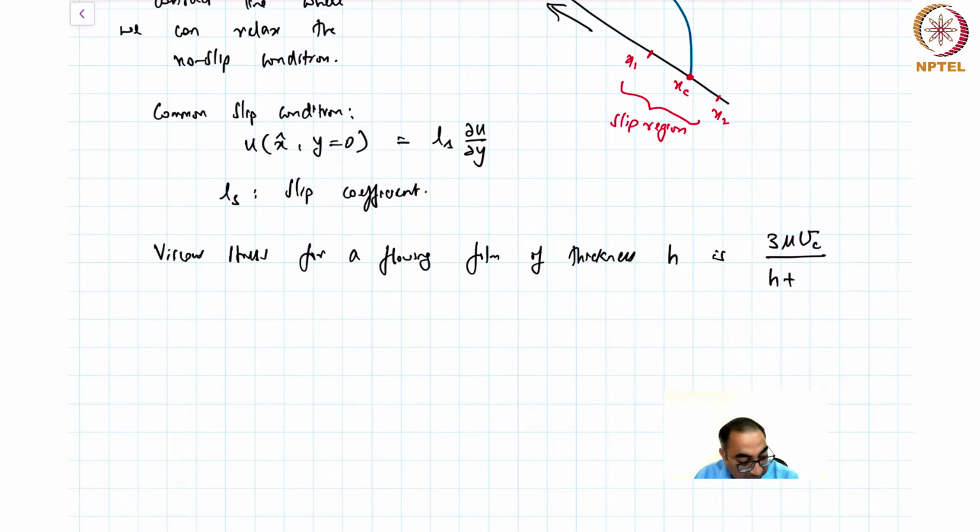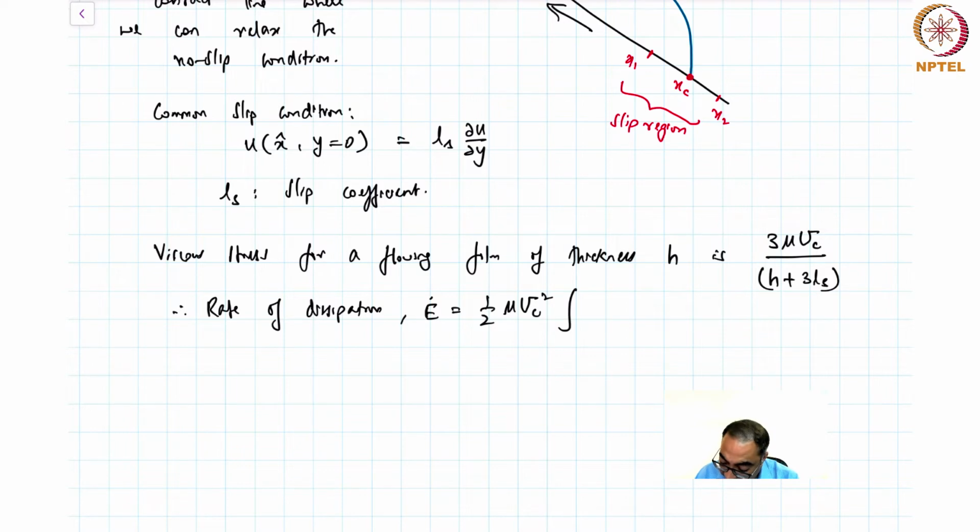Now we have slip there, so if you solve the same problem with a slip, then you get this h plus 3 ls. Which means that when h goes to 0, the denominator does not go to 0, and this allows me to calculate the rate of dissipation. And dissipation, let's call it E dot. This becomes 1 by 2 half uc square, and we have an integral over this quantity, which would be h plus 3 ls whole square, something of this nature.